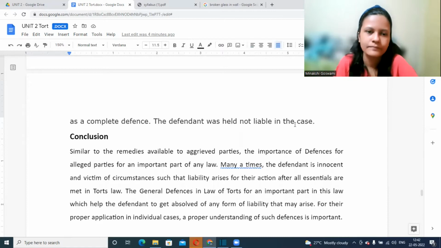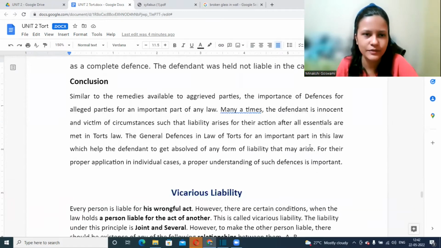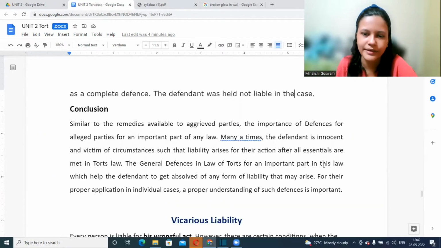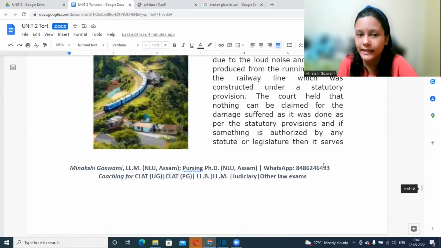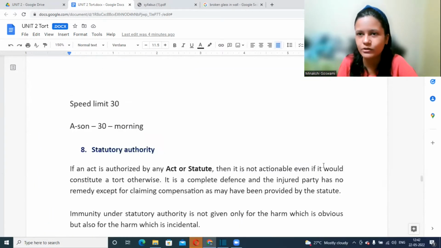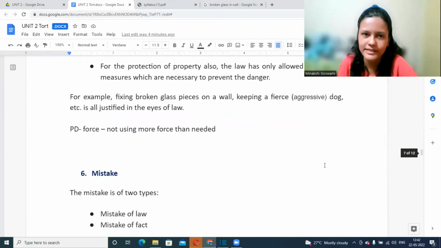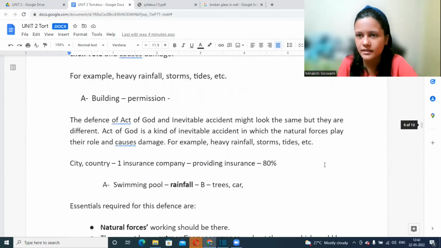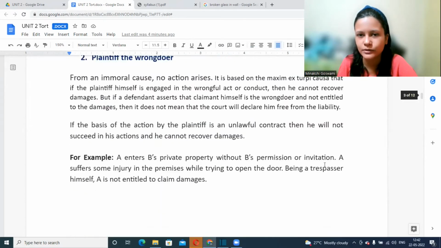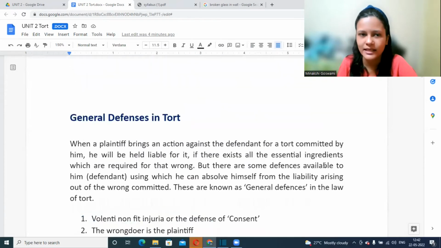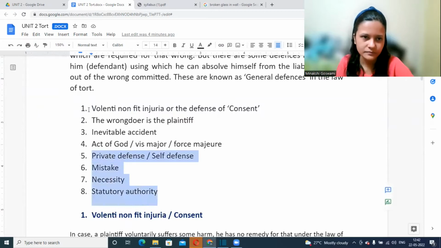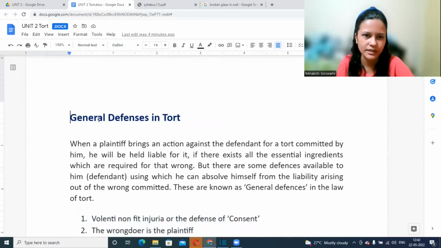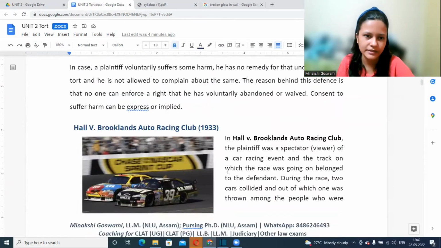Clear. So these are the 8 defenses which we have, and there is this conclusion that you can write: the aggrieved party, even if he goes to the court, the other person has some defenses that he can try to prove before the court. If the court is satisfied, the person may be able to completely escape his liability as well. So these are the 8 defenses we have.